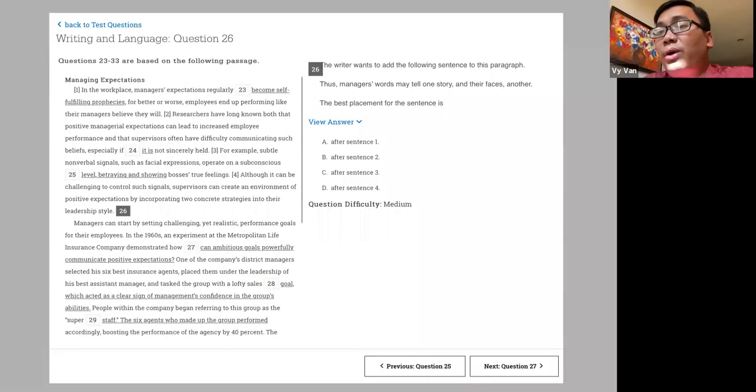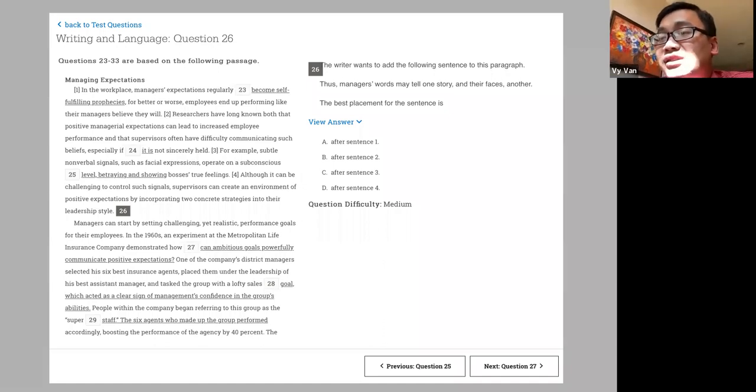Well, the writers want to add the following sentence to this paragraph. Again, this is sentence placement. Let's read the sentence first. Thus, managers' words may tell one story and their faces another. Oh, this follows the example that we talked about. So it follows this example. For example, subtle nonverbal signals.